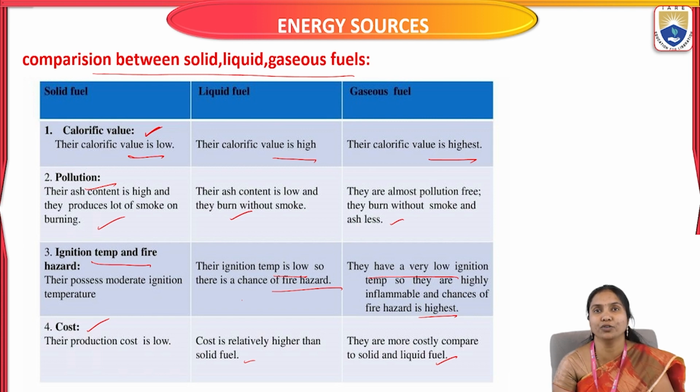The second one is pollution. Solid fuels produce more smoke. They cause pollution during burning because they have a high ash percentage. Liquid fuels contain a very small percentage of ash, and they burn without smoke. Gaseous fuels are completely pollution free because they don't contain any ash, so they don't produce any smoke during the burning process.